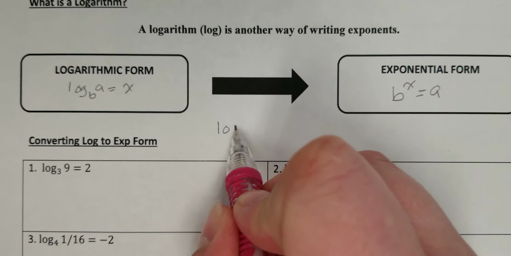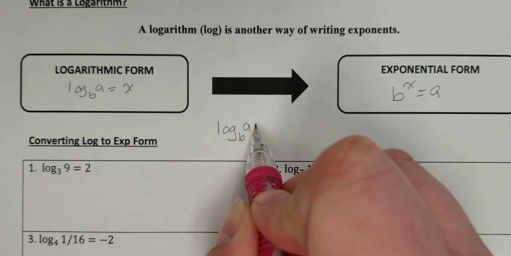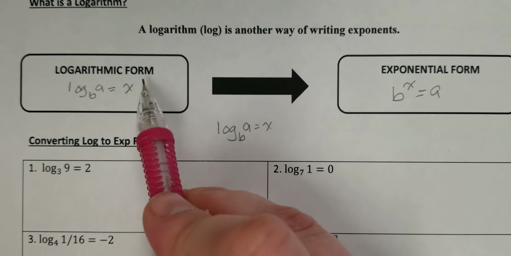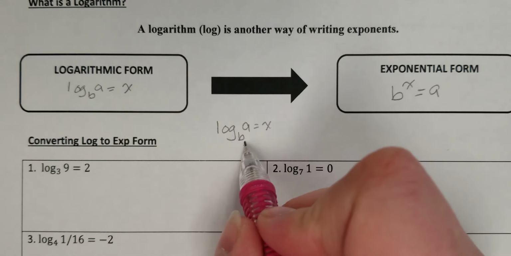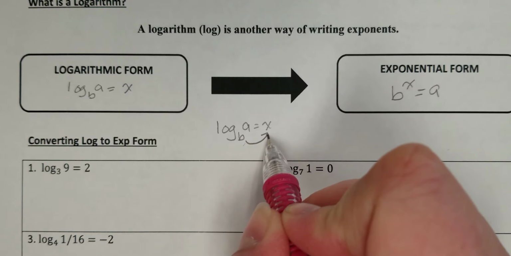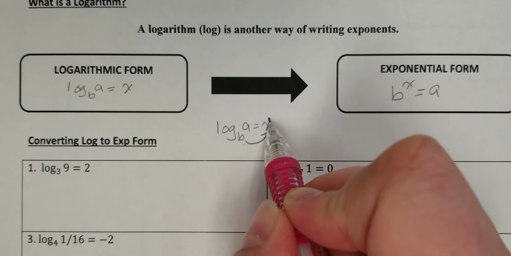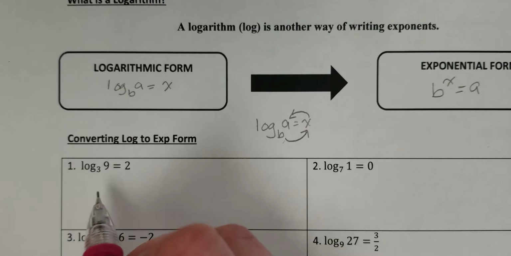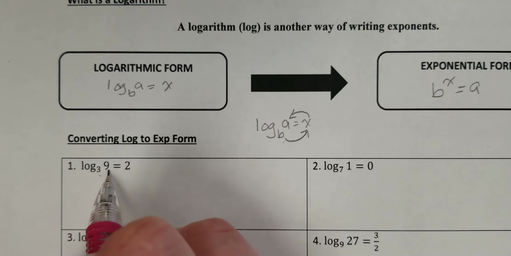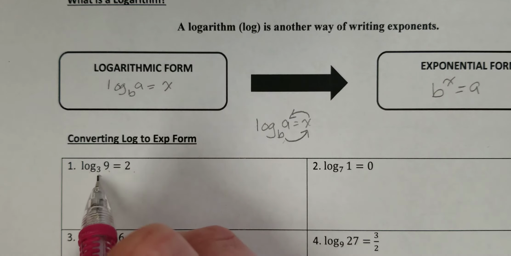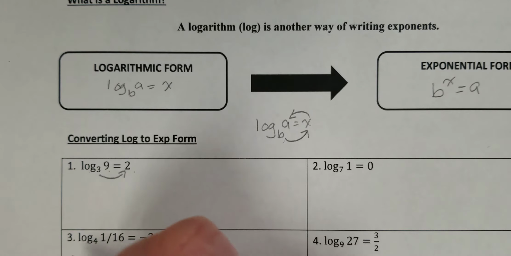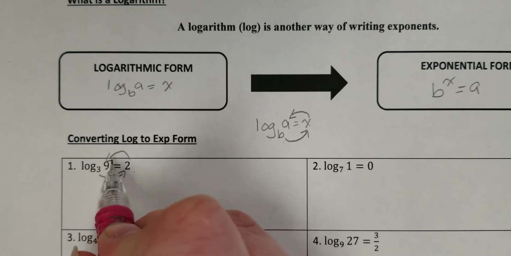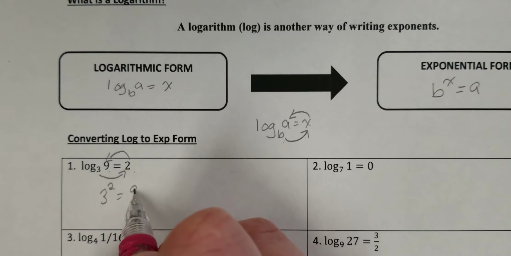So if you start with log base b of a equals x, to change it from logarithmic form to exponential form, you start with b and you circle to the x, and that becomes the exponent, and then equals whatever a is. So for the first example, log base 3 of 9 equals 2, to rewrite it in exponential form, you start with the 3, and that's the exponent it gets, so it's 3 squared equals a. Then it circles back over to the 9, so 3 squared equals 9.